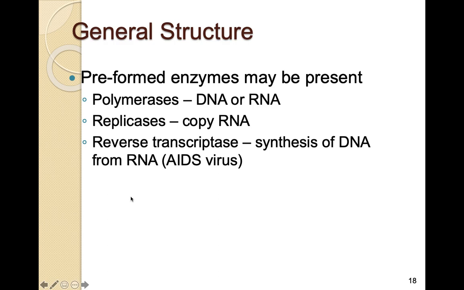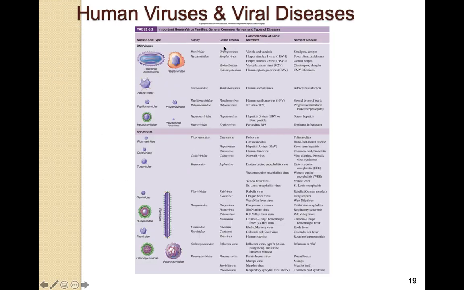So not every virus species is going to have these things inside. Different species have different things inside of them. It just depends. So here's some stuff that you can find inside of viruses: the names of the diseases, what they look like, if they're DNA or RNA, if they're helical, the different shapes, the genus, the family, and stuff like that as well.